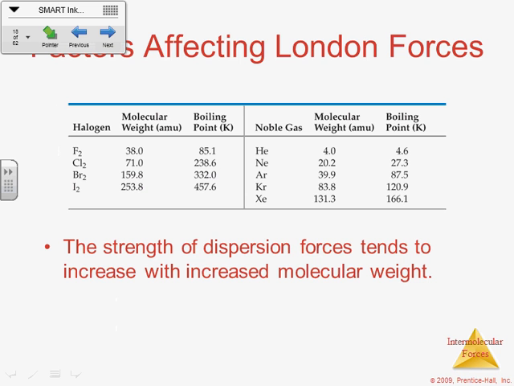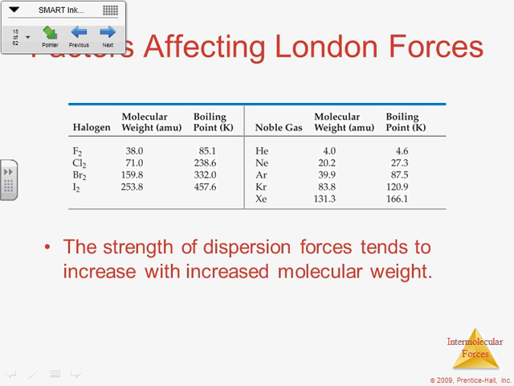So then if you look at this, F2, Cl2, Br2, I2, and I think I showed this to you last year as well. It's kind of interesting to look down the periodic table. Fluorine is a gas at room temperature. Chlorine is a gas at room temperature. Bromine is a liquid at room temperature. And iodine is a solid at room temperature.